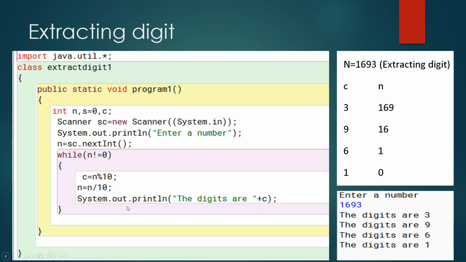Children, once the digits have been extracted, we can do anything with these digits. We can add them up, we can find the square, you can multiply all the digits, you can calculate the sum of all the digits. So this is how we do it once the digits have been extracted. So let's see a few of the programs based on this.